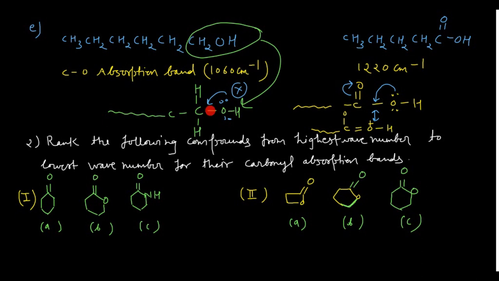So definitely ethanol will have the lower wave number, because a single bond requires less energy to stretch, which means lower wave number. That's why this absorption is happening at 1060 cm inverse for your C single bond O. In the case of your acid, the acid will always have a higher value for the carbon single bond oxygen because it acquires double bond character due to the resonance. I hope this is clear now. Now moving to the next problem.